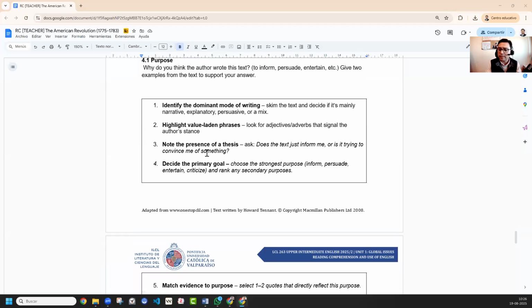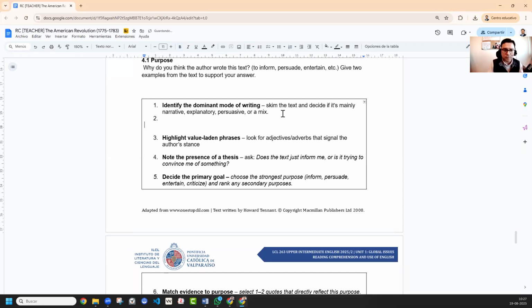So the first one is identify the dominant mode of writing, skim the text, and decide if it's mainly narrative, explanatory, persuasive, or a mix. Okay, so we've already skimmed the text a couple of times, so we already know how to answer this particular question. So in this case, it's a mix.